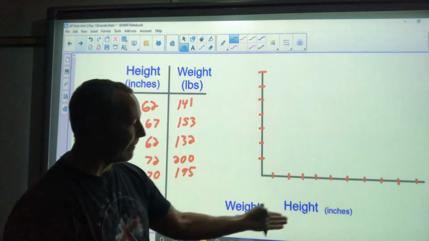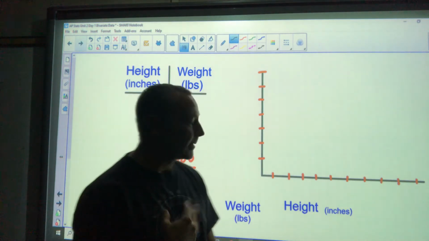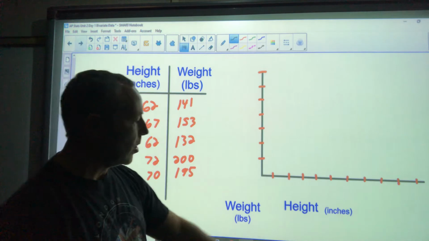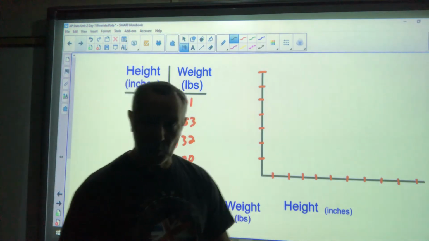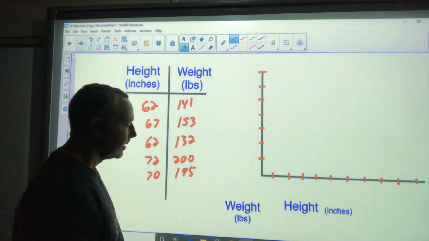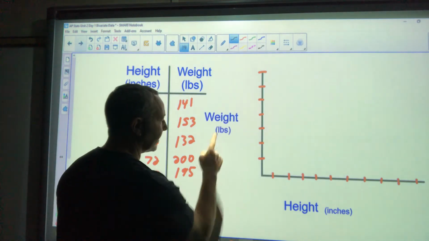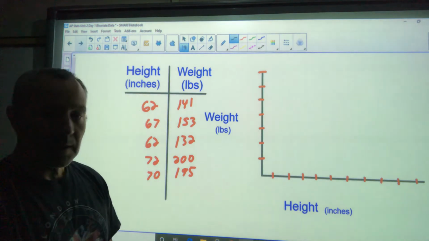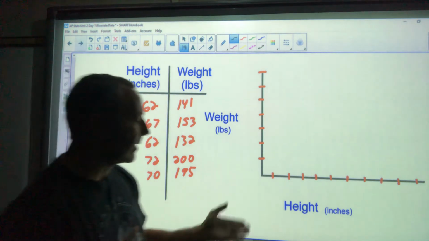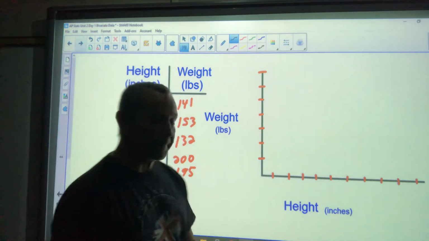Notice you have the inches down here. If you need the scale, we'll have a title, and the units of measure are very important here, because if it was feet, it'd be totally different, or meters or centimeters. And then weight would go here. So what I'm suggesting here is that in this particular situation, it's more likely that your height would cause your weight rather than the other way around. So I think that's my explanatory.